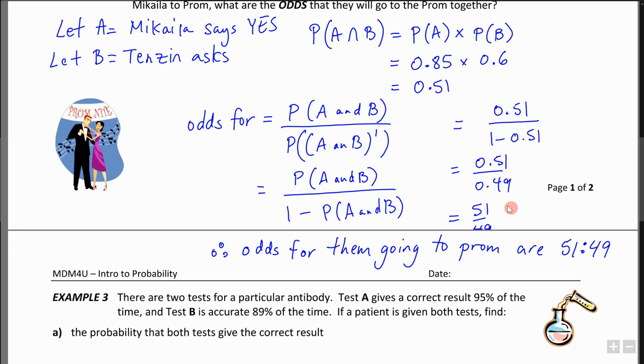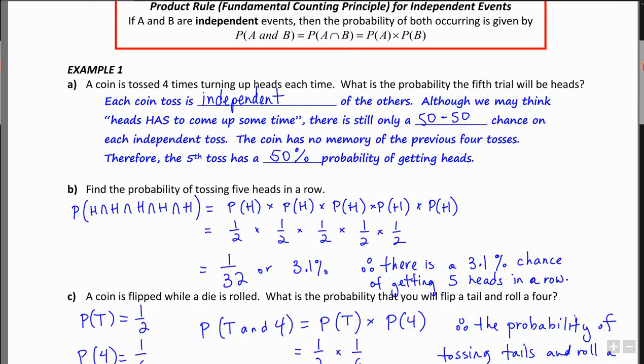Okay, so that's just a little question that revisits the topic of odds and how it connects to conditional probability. This is a topic of conditional probabilities, or rather, independent events is what it is.